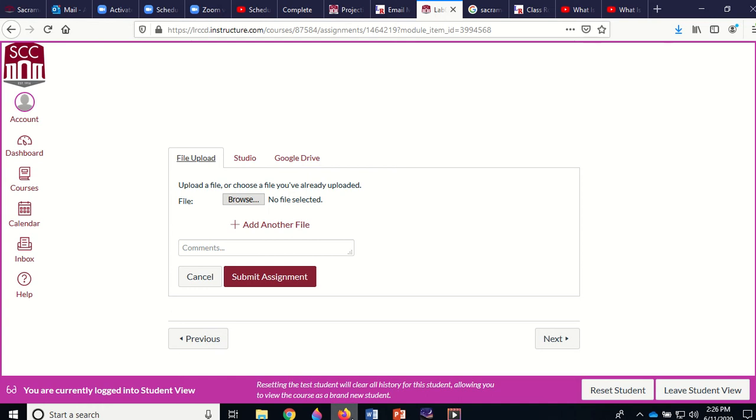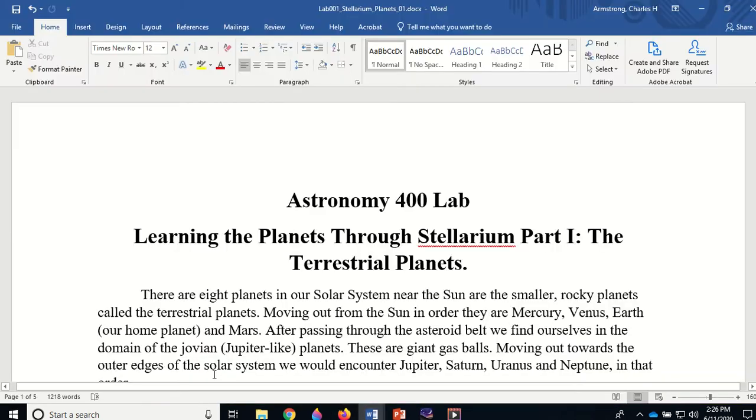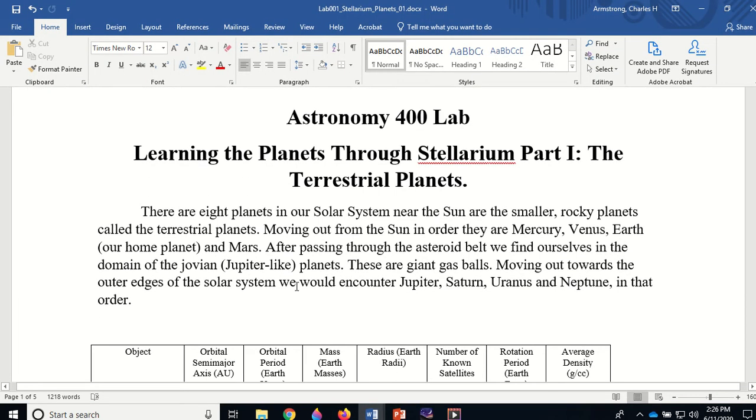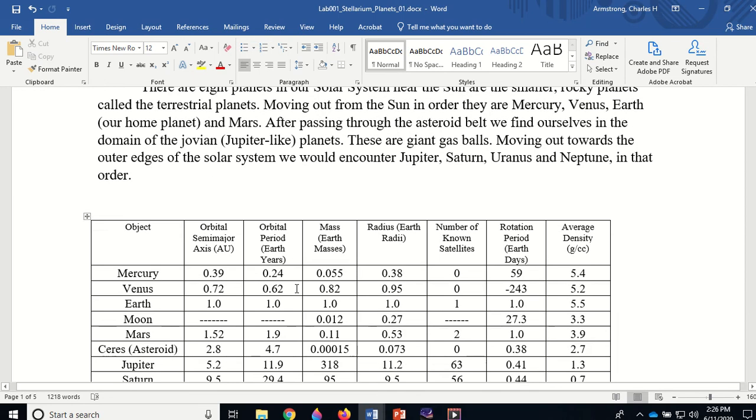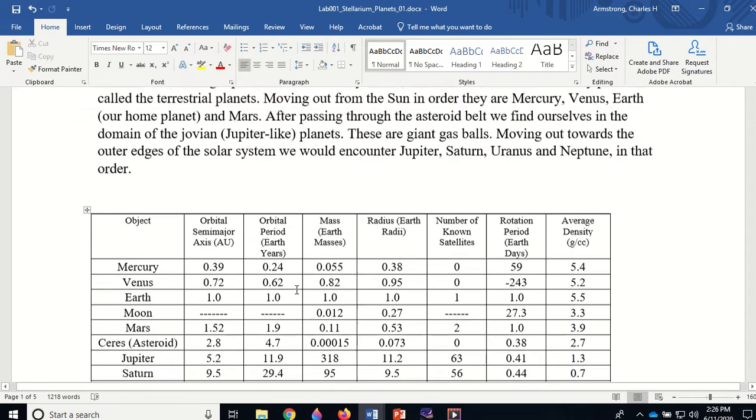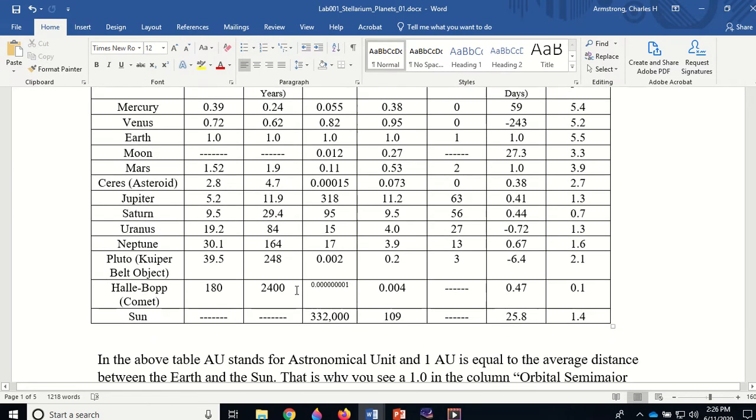Now the lab itself. Learning the Planets through Stellarium Part 1, the Terrestrial Planets. I was going to have both the terrestrial and the Jovian planets on this one, but this was taking me too long to do. Okay, so down here, you've got a list of objects that are in our solar system.